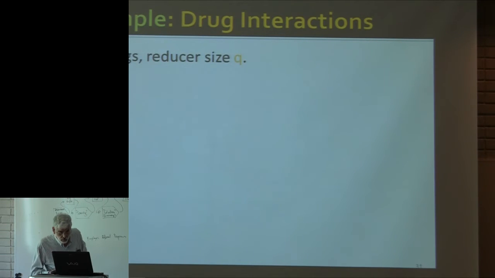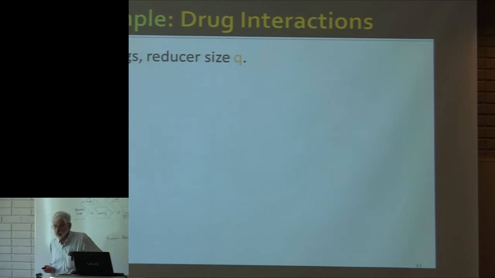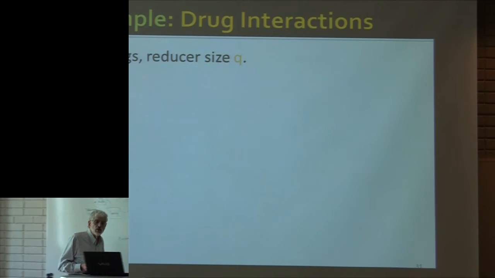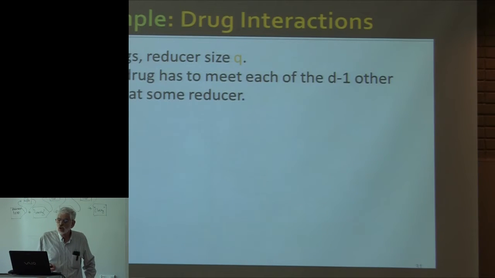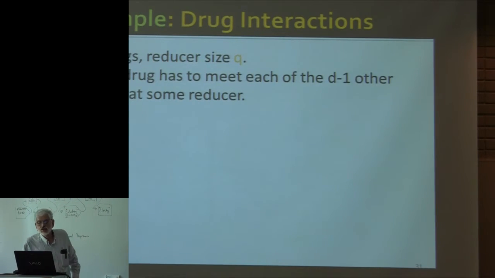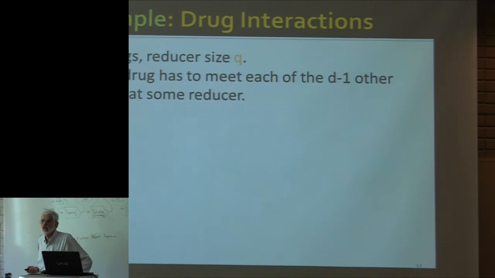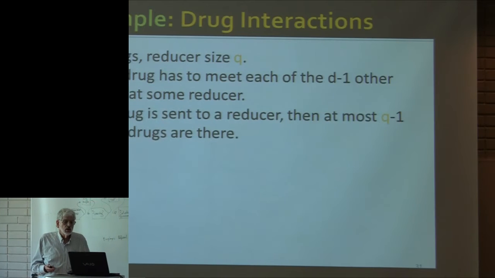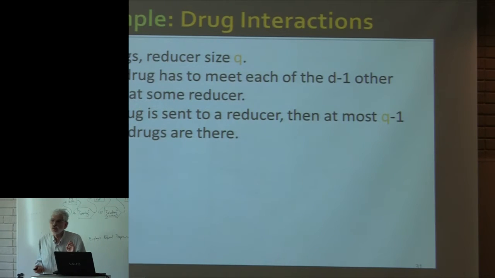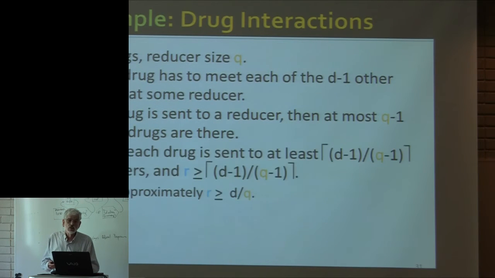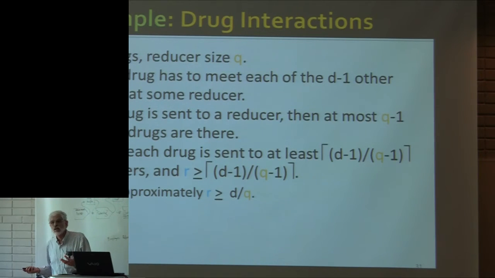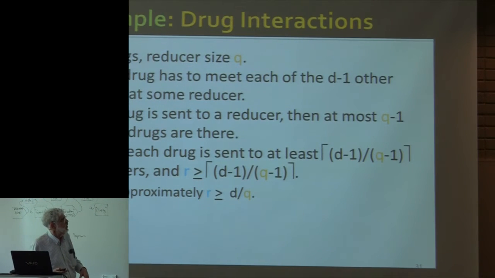Okay, so let's look again at the drug interaction problem, and let's try to devise a lower bound. Again, we have reducer size Q, there are D drugs. Now I know that each drug has to meet the D minus 1 other drugs at some reducer. If I send the drug to a reducer, then I can send at most Q minus 1 other drugs to that reducer, because I can send only Q drugs to any one reducer. So if I have to meet D minus 1 drugs and I can only meet Q minus 1 at any one reducer, how many reducers do I need? Well, it's at least the ceiling of D minus 1 over Q minus 1.